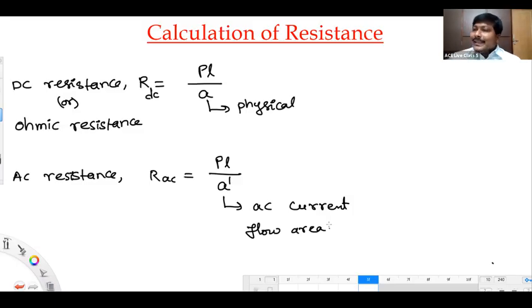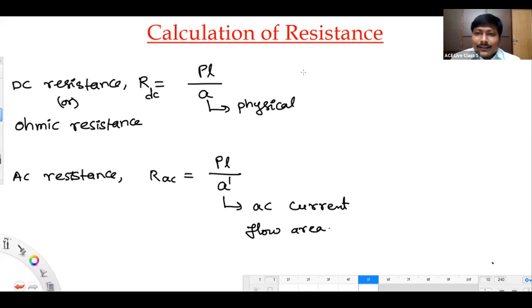I will ask one very simple question to you. Is it possible to measure this A dash value, the area through which current is passing? Exactly. No, it is not possible to measure that. But you can guess that value by using skin depth, though that is again an approximate one. Strictly speaking, it is not possible to know exactly the value of A dash, but we can approximate it. Based on that, whatever resistance you calculate is an approximate resistance only. It's not an exact resistance value.